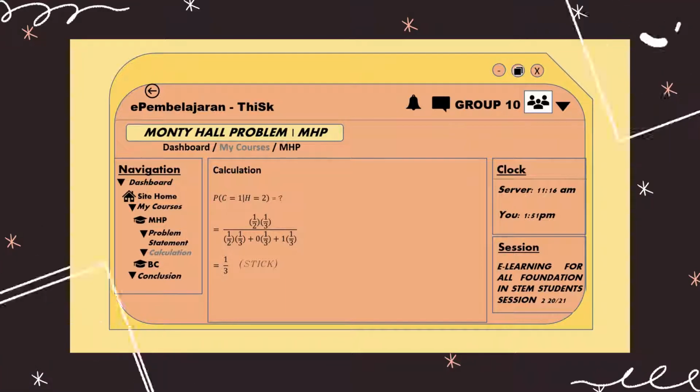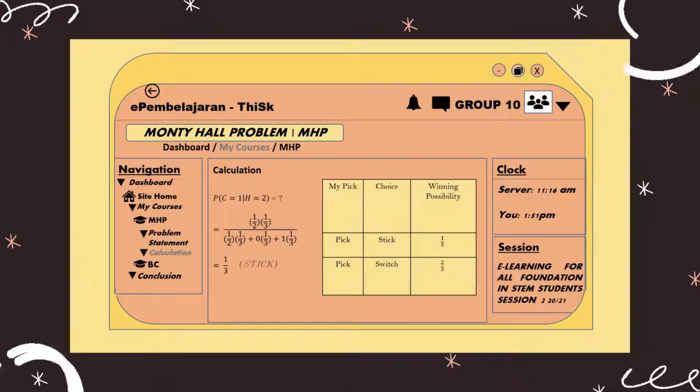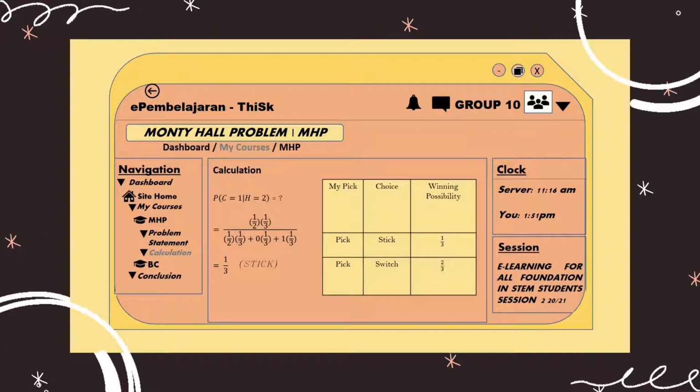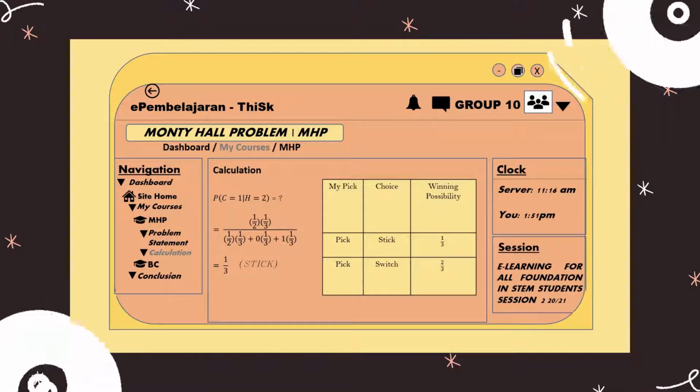When you pick and stick to your choice, you will have only 1 over 3 chances of winning the car. But when you pick and switch your choice, you will have 2 over 3 chances of winning the car. So the conclusion is always switch your choice.